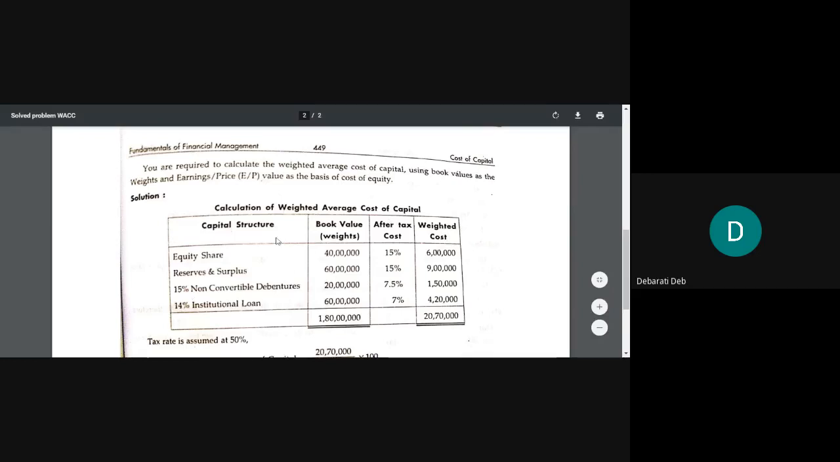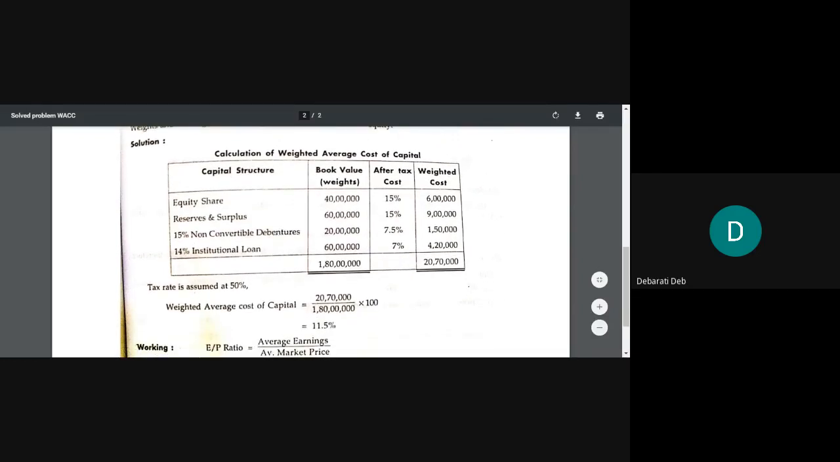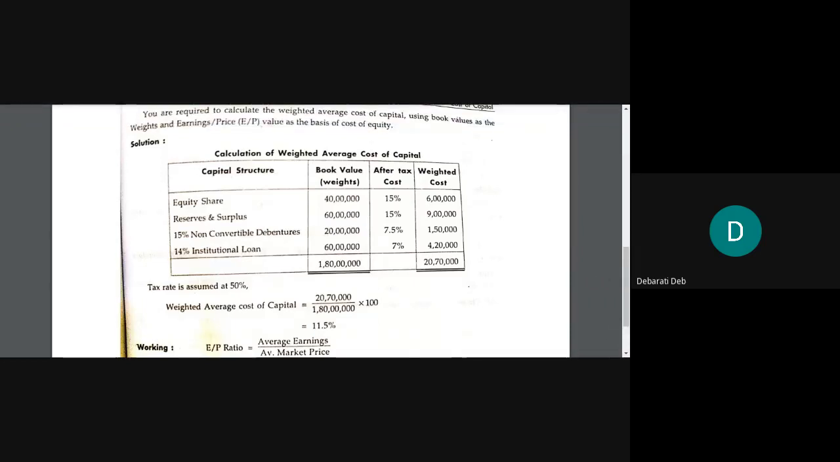So let us start. You make this format. Give a heading, calculation of weighted average cost of capital. Give a heading in your copy. Don't write the question. You can write it later on.